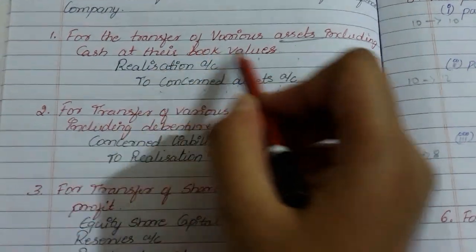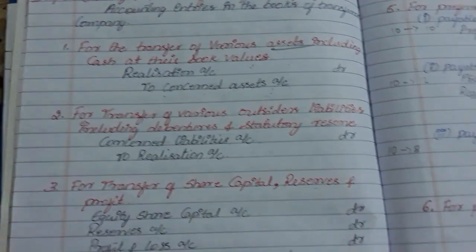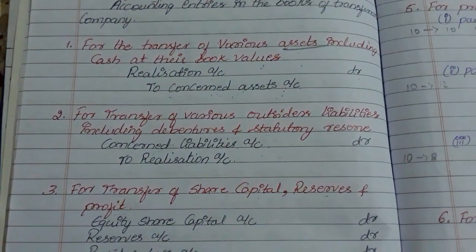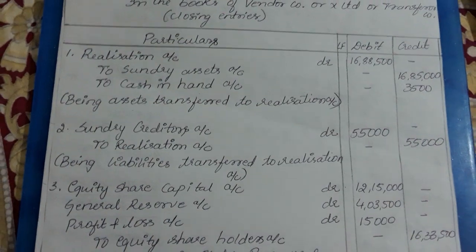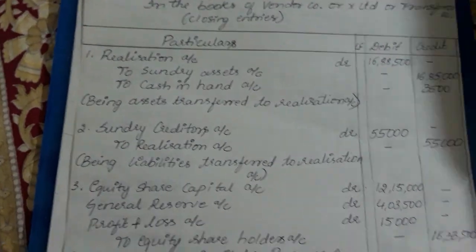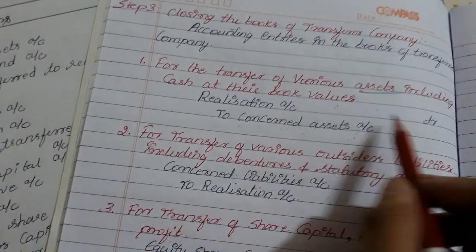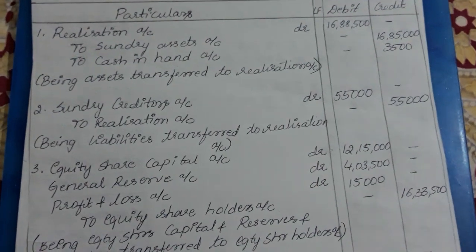The first is for transfer of various assets including cash at their book values. So we need to transfer all the assets and liabilities. We need to take off all the assets and liabilities of the transferor company. So what are all the assets and liabilities of the transferor company? We have sundry assets and cash in hand. Both need to be taken off. So how to do that? What is the entry for transferring that? Realization account debit to the concerned assets account. One more thing regarding cash I need to say: cash will be taken only if it is given in the question.